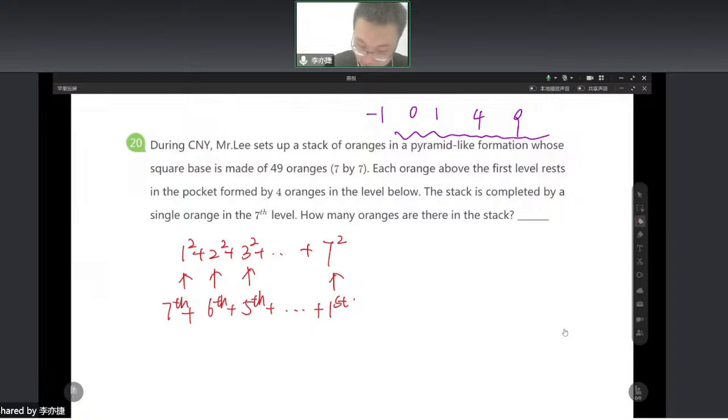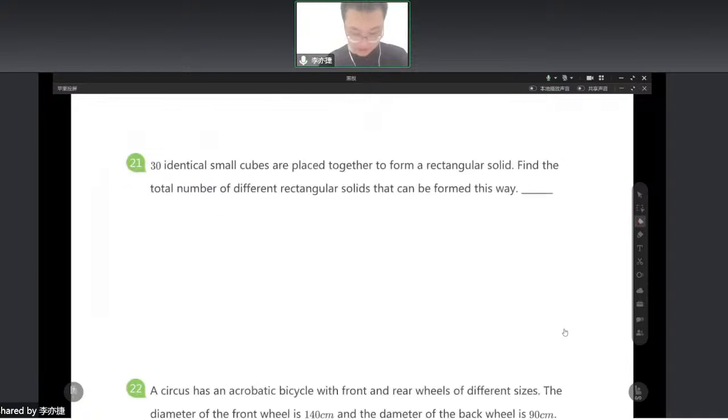So then this equals 1/6 times 7 times 8 times 15, right? So the answer is 140. If it is, then it's easy. Yeah, if it isn't, then it's wrong.